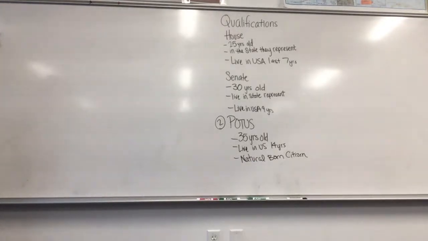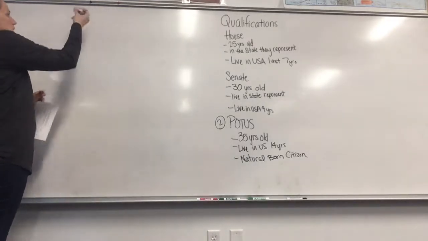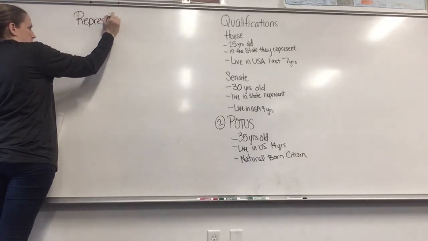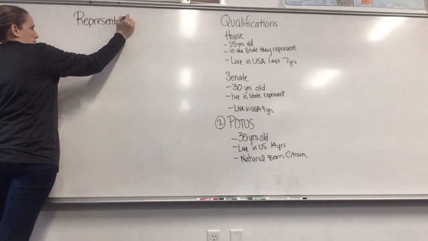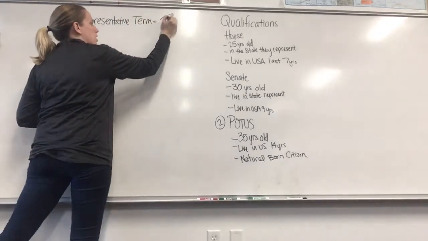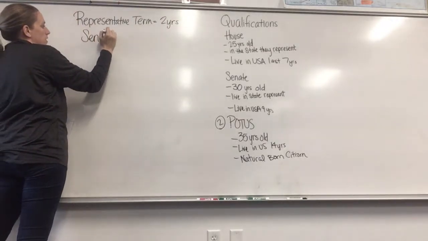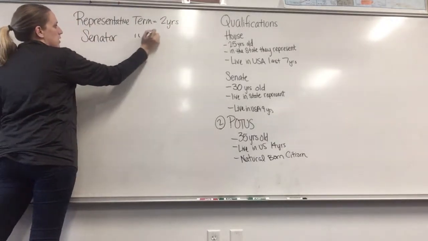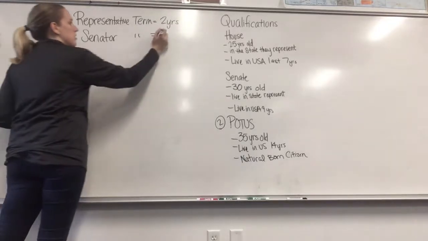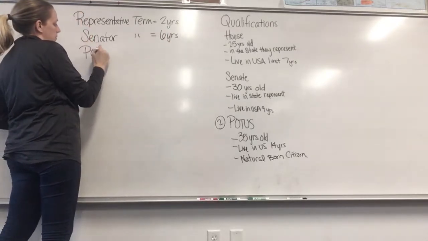So, let's do number 3, terms for representative. 2 years. Right? What's the term for a senator? 4 years. 6. Senator? Yeah, 6 years. 6 years, good. And how about president? 4.